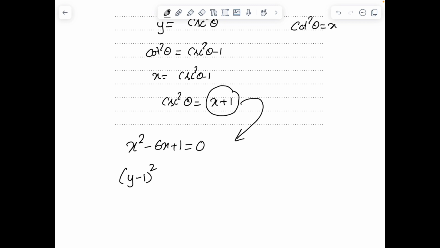So x plus 1 becomes y minus 1 whole square minus 6 times y minus 1 plus 1 equals 0. So y square minus 8y plus 8 equals 0. That's going to be the answer. When you got x plus 1 over here, in order to get the equation with that one, we have to do the opposite operation, y minus 1, and you get the equation.